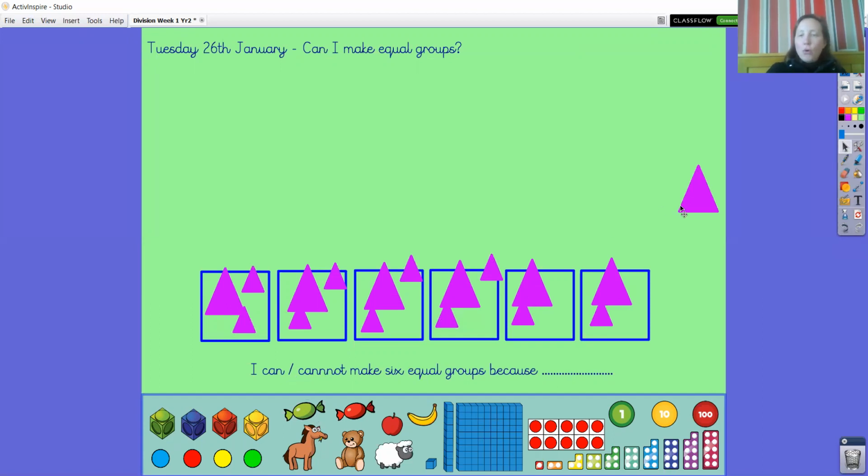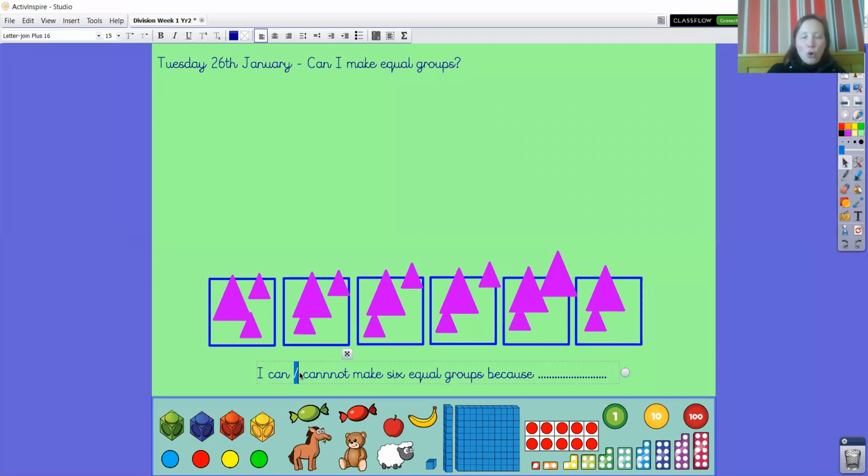Or I could say this group's got 3, this group's got 3, this group's got 3, this group's got 3, this group's got 3, but this one's only got 2. So I cannot make 6 equal groups because if I look at it this way, one group only has 2 triangles. The rest have 3.